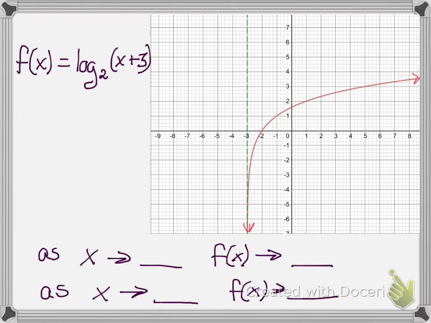f of x equals log base 2 of x plus 3. So looking at this graph, first thing I want you to do is identify your x-intercept. As you can see, my x-intercept is right here at -2. That's going to kind of divide your line into a left side and a right side.